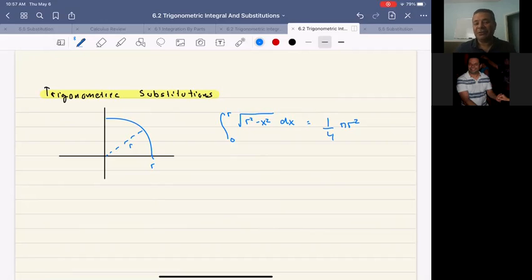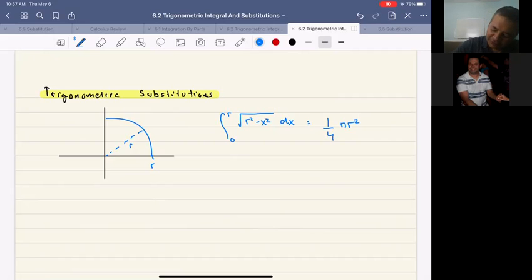Let's do the substitution. So what we're going to do is a little bit different than the substitutions we've done up to now. Before, we were looking for the d theta or the du in our integral. Now we're actually going to put it in. So we're going to look for the proper trigonometric substitution.